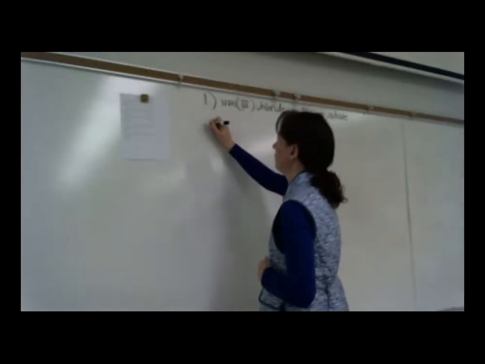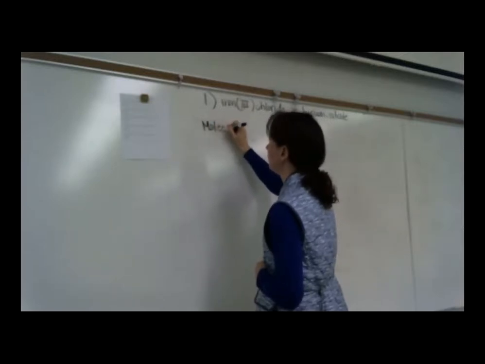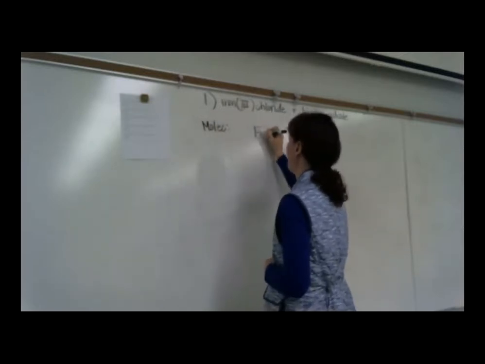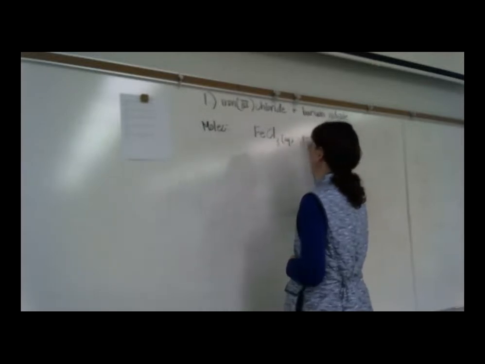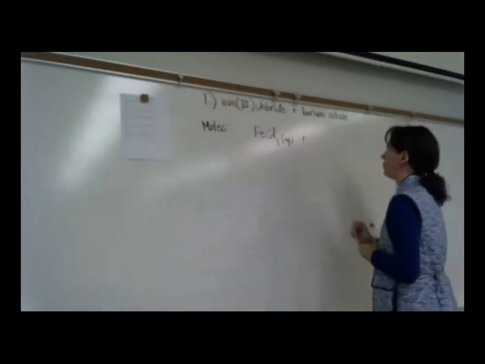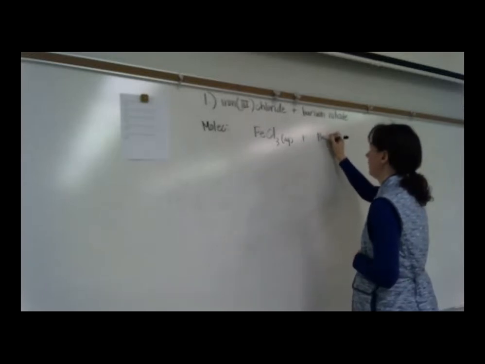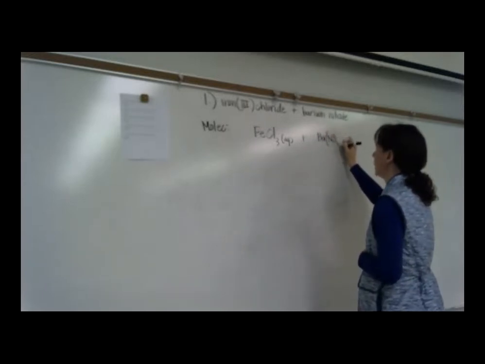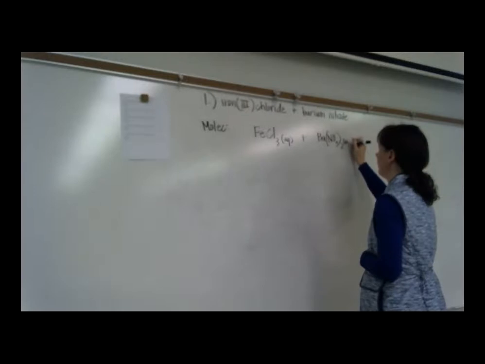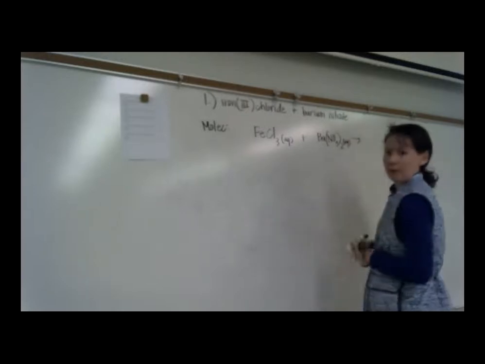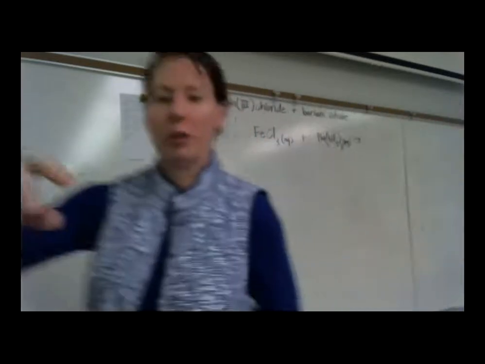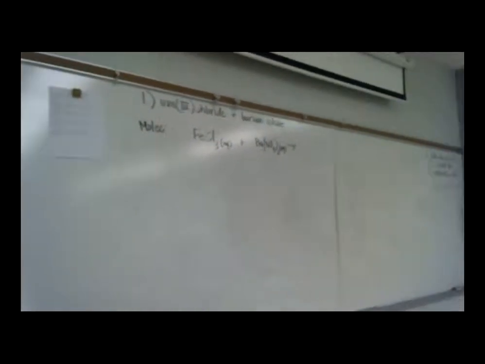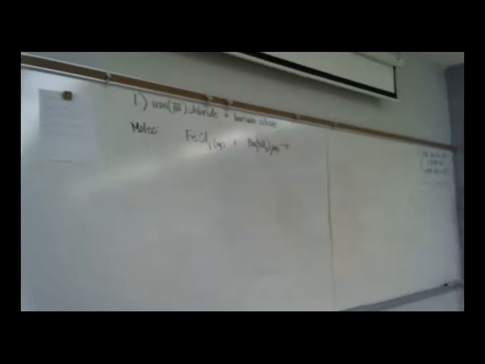So this molecular, that will be FeCl3(aq) plus barium nitrate, which would be Ba(NO3)2(aq). And I need to adjust my camera here. I'm going to run out of room. There we go. That'll give me some more space.